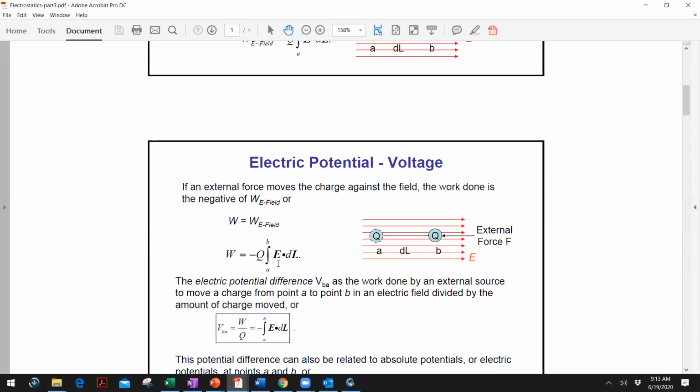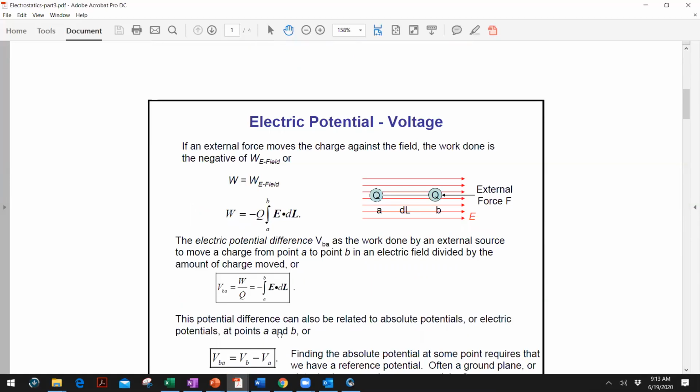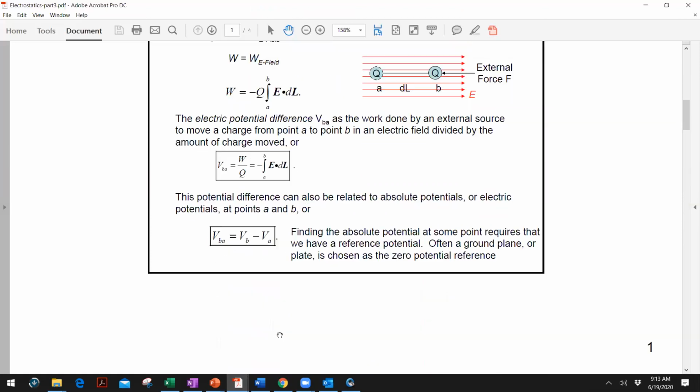That's the definition. But we don't like leaving that charge there because we want it for an arbitrary charge. So we divide out the charge and we say that the work done from an outside force pushing on a charge divided by the value of the charge is called the voltage between B and A, and it's minus E dot dl.